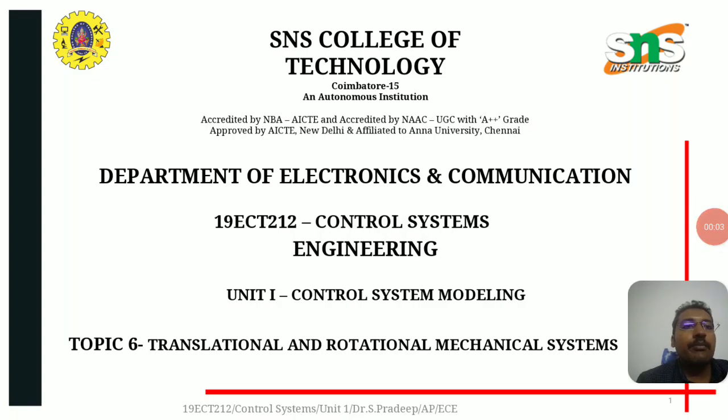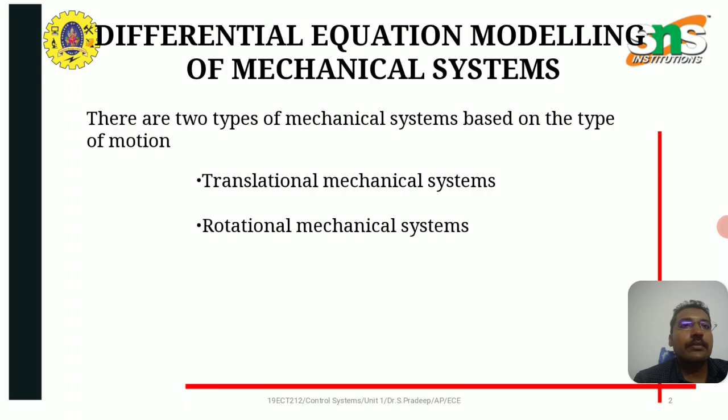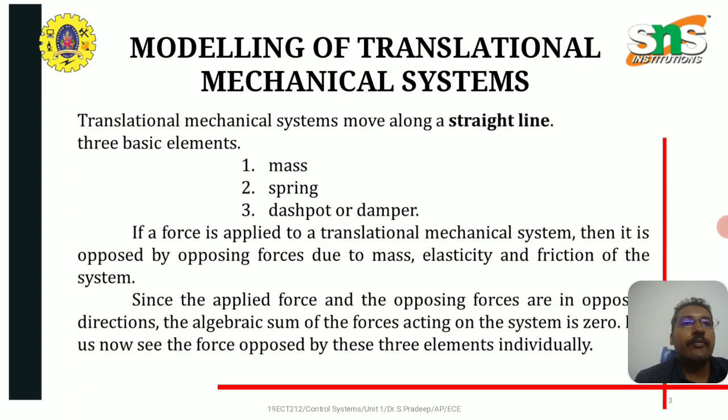Translational and rotational mechanical systems. There are two types of mechanical systems based on the type of motion. The first one is translational mechanical system and the second one is rotational mechanical systems. Translational mechanical systems move along a straight line. The three basic elements of translational mechanical systems are mass, spring, and dashpot or damper.